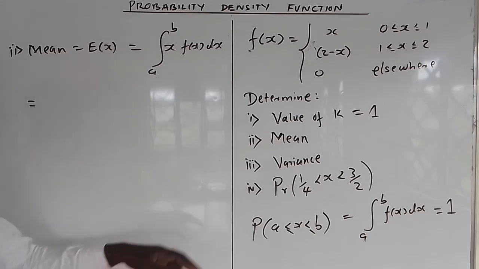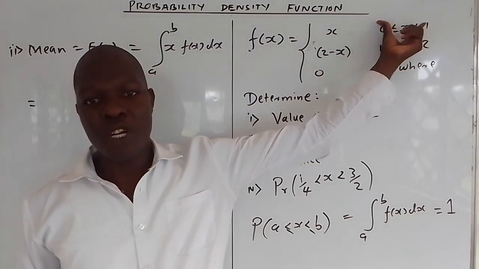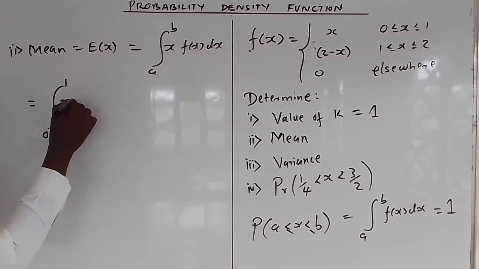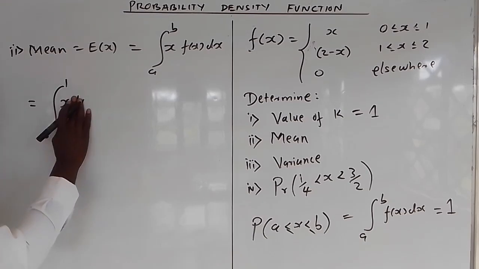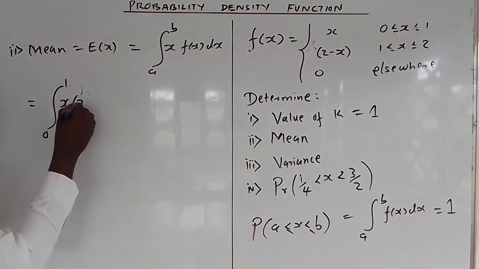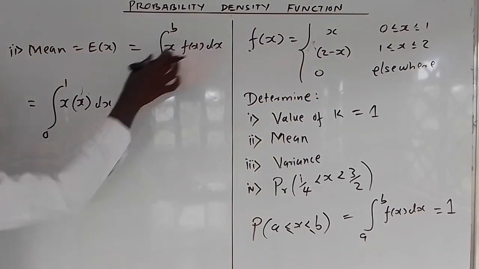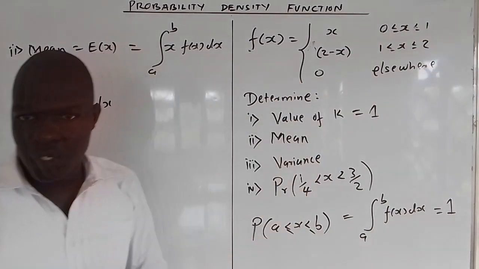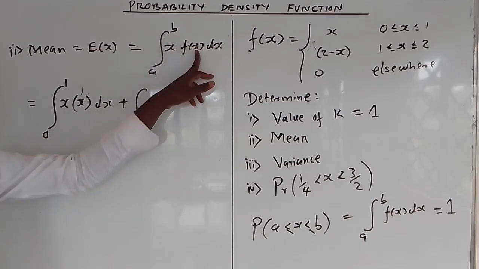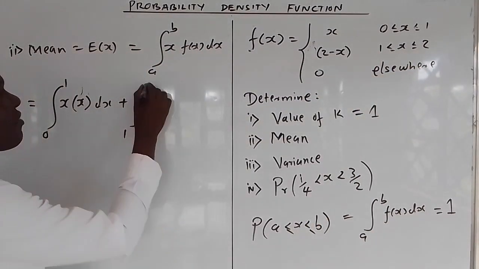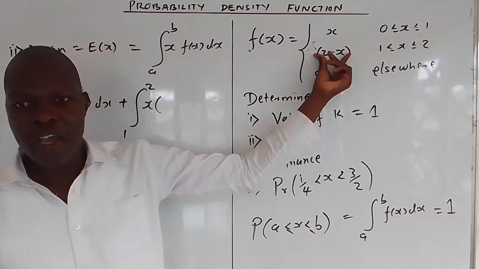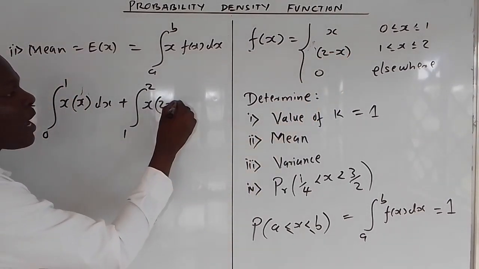So what is the mean? The function f of x is x between this interval, isn't it? Meaning if you have the interval from 0 to 1, f of x is what in that interval? From 0 to 1, f of x is x. So it is x times x dx, meaning f of x is x between interval 0 to 1. Then plus x f of x between the interval 1 to 2. So what is f of x between the interval 1 to 2? F of x is 2 minus x.